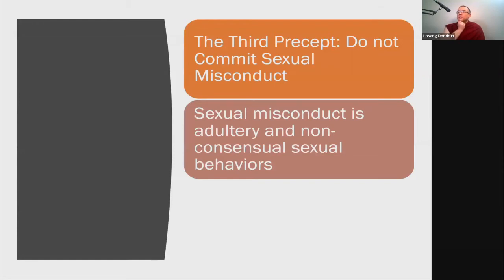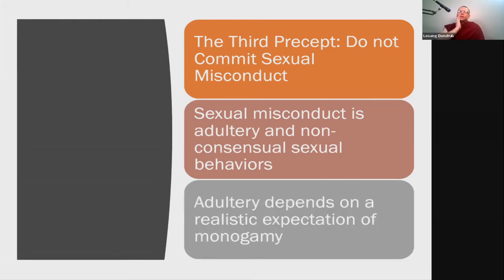And sexual misconduct has two types. There's adultery, and then there's non-consensual sexual behavior. So adultery is something that a person does in the context of a monogamous relationship. But that doesn't necessarily refer to marriage. It refers to just what it says, the realistic expectation of monogamy. That could be just a dating relationship, what have you. If there is a realistic expectation of monogamy that you violate, you have committed adultery.